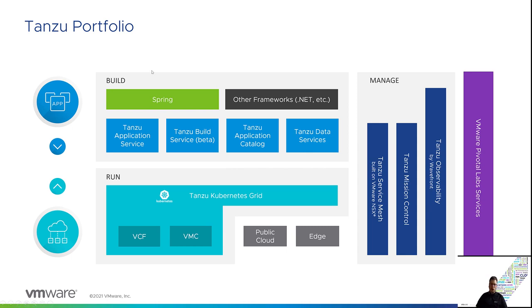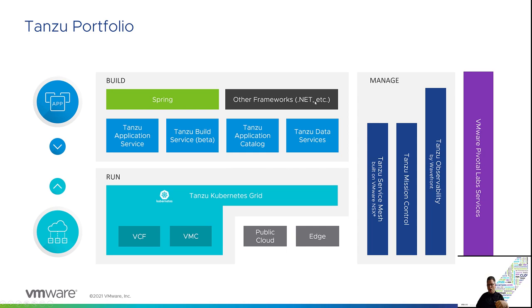And the third part of the Tanzu portfolio is the build part. So within the build part, there are all components that are useful and needed to build an application. So it reaches from some frameworks. For example, we have support for Spring framework, Spring Boot, we have support for .NET, we have support for Java. So quite a holistic support for application development frameworks.